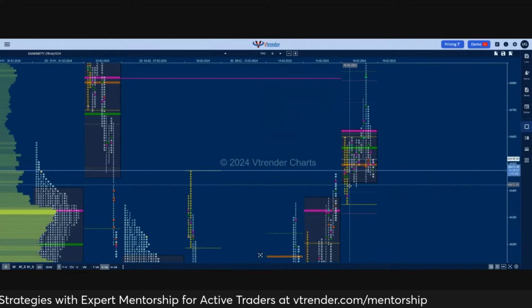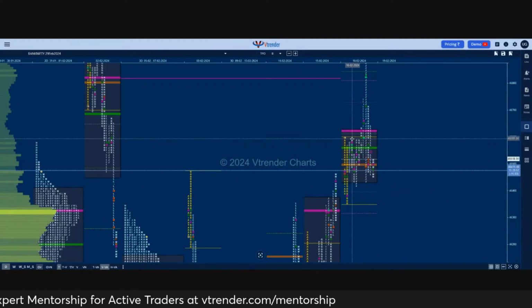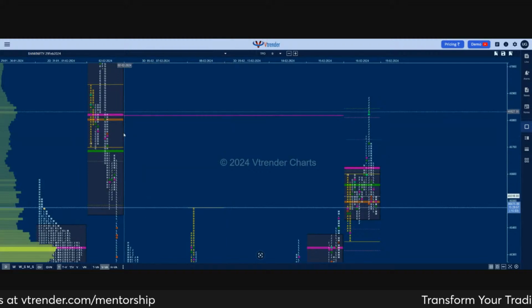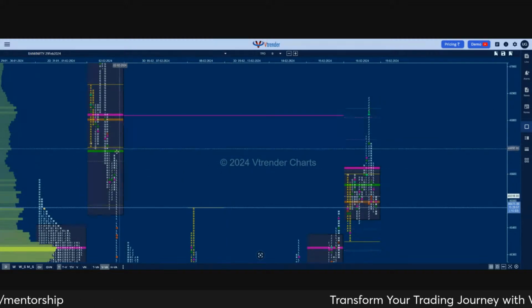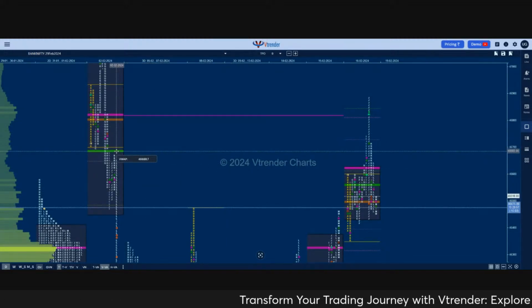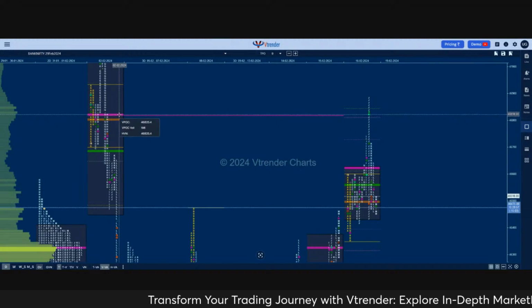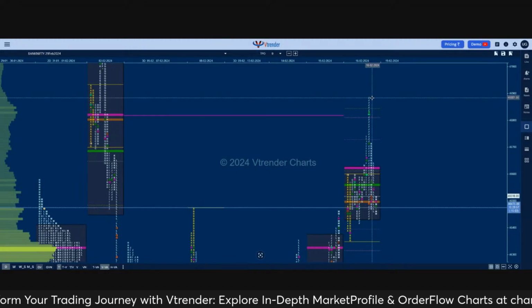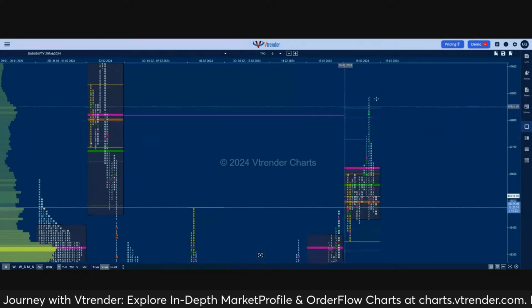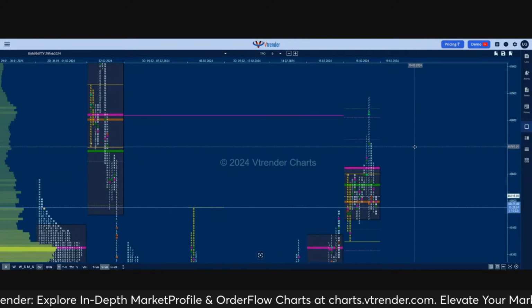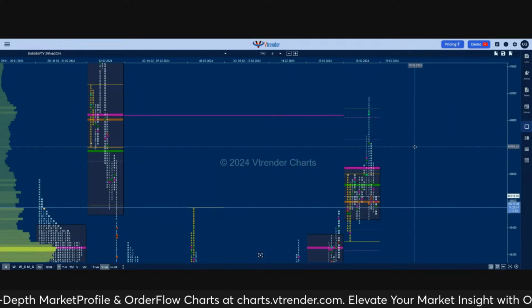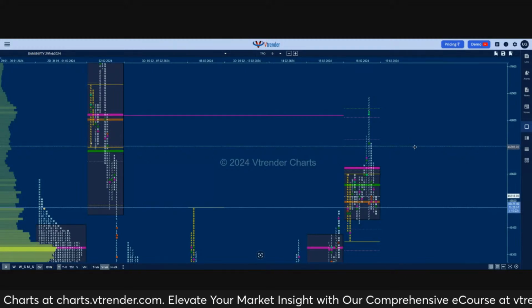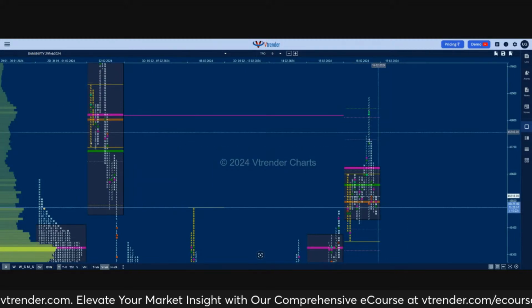So that is the reason it went on to make this probe higher and go on to tag these references of 46688 and this VPOC of 46825. We made a high of 46886 today, I think. And this was the J period, and J is known for giving some false moves just like the C does, and it left a nice responsive selling tail here.